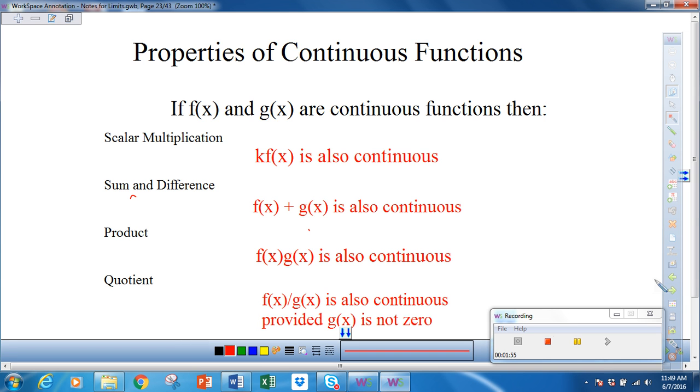So basically, you can add continuous functions together and it will remain continuous. You can multiply them or divide them and it remains continuous. You can multiply by a scalar, a constant, and it remains continuous.